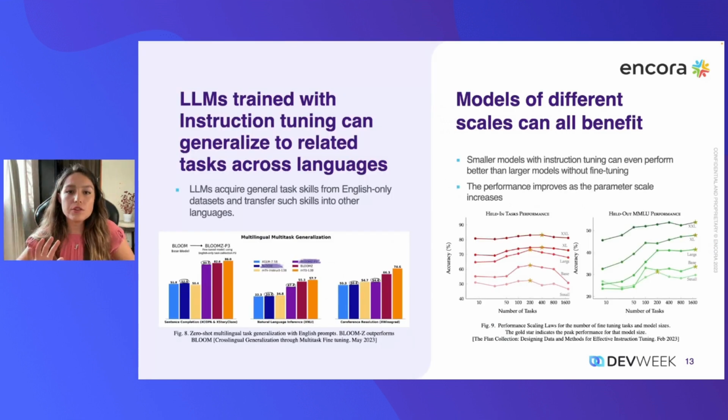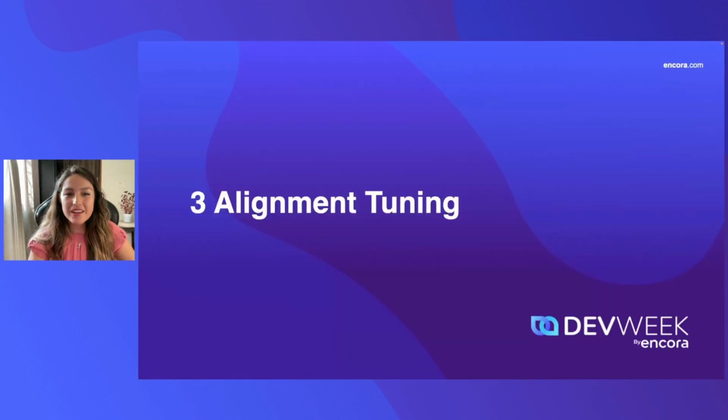The last thing I want to tell you about instruction tuning, something really cool, is that it can generalize to related tasks across languages. This means that if the model acquires this general skill from an English-only dataset, it can transfer such a skill to another language. And of course, this reduces a lot of the effort of instruction engineering for a specific language. As for scale, all models benefit from instruction tuning. It doesn't matter if your model is small, large, or huge, they all benefit. So that's everything for instruction tuning.